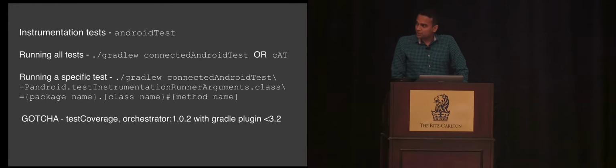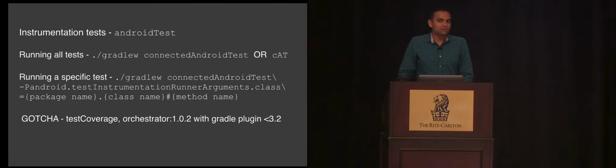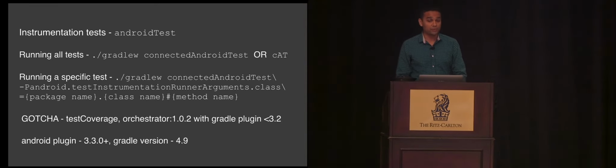There is, however, one issue here. If you use the magic combination of testCoverageEnabled true, test orchestration 1.0.2, and Gradle plugin less than 3.2, it might give you a message saying empty test suite. This is actually filed with Google. There's a bug open for this. So don't use this magic combination, or use orchestration 1.0.1. Me personally, I think this worked for me. So if you encounter the issue empty test suite, just make sure you upgrade to the latest beta version. This does require Gradle version 4.9.